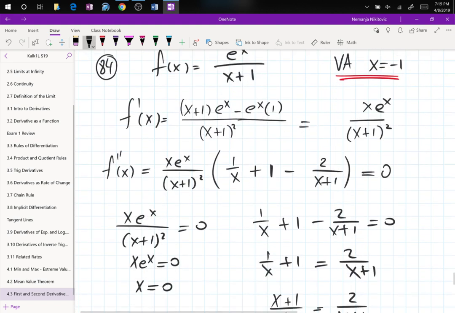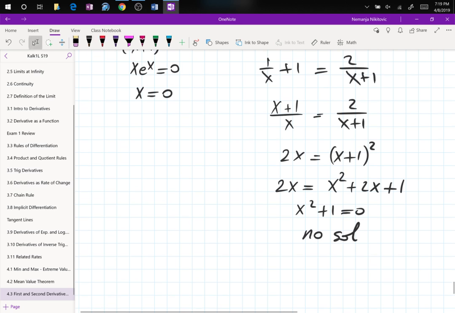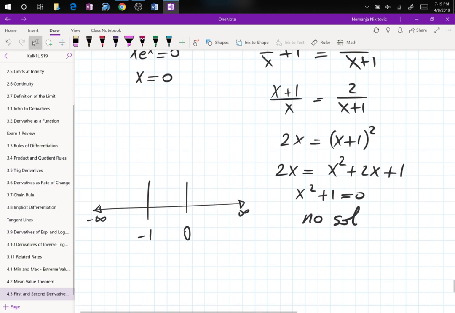So we have a vertical asymptote at negative 1, and then we have a 0. And from negative infinity to positive infinity, test points at negative 2, negative 1/2, and 1.